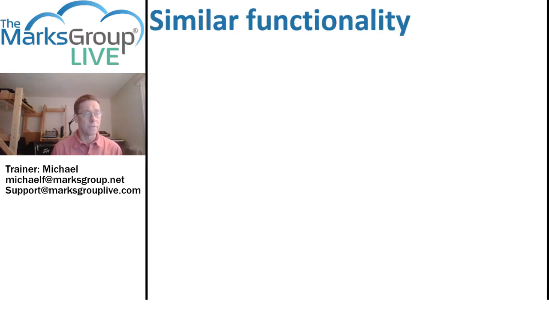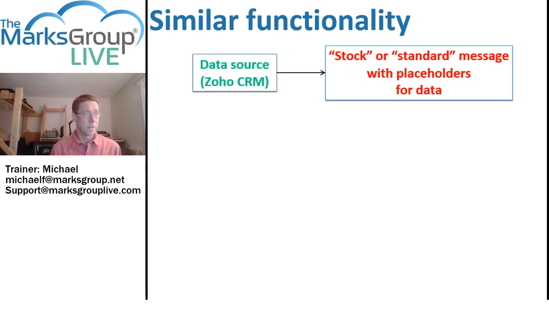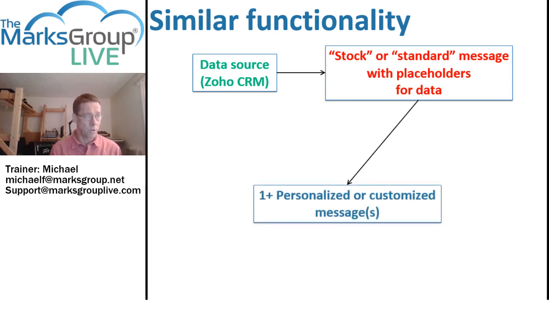Now we're going to start by observing that an email template and a mail merge both fundamentally do the same thing. Whether we're dealing with an email template or a mail merge, we have an outgoing message that you can automatically personalize for one or more recipients. And this, as you probably already understand, starts with a stock or standard message that has placeholders for data. Then that message, in the process of creating a template or executing the merge function, pulls in information, in this case from a CRM, and then it outputs one or more personalized or customized messages.